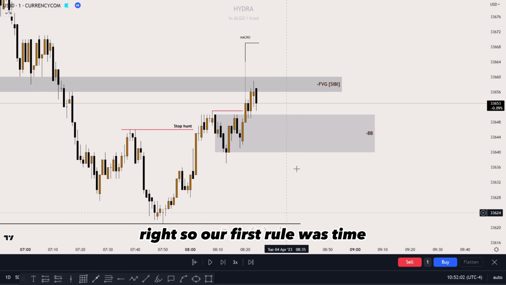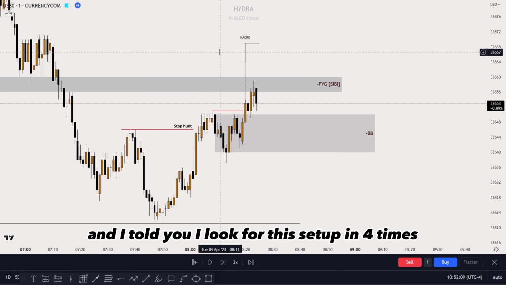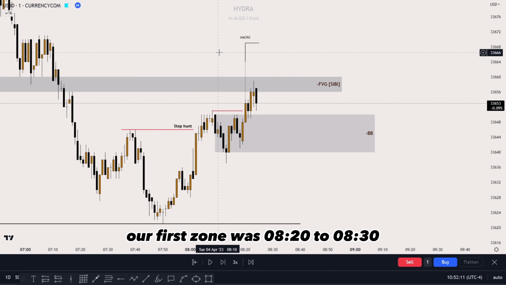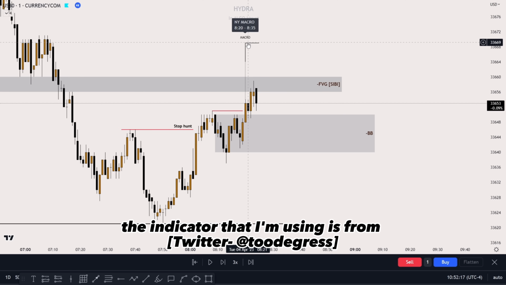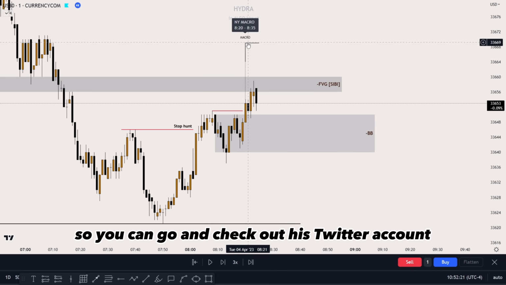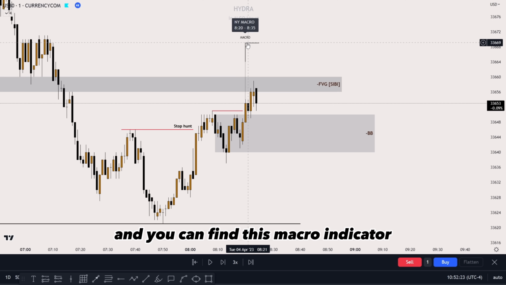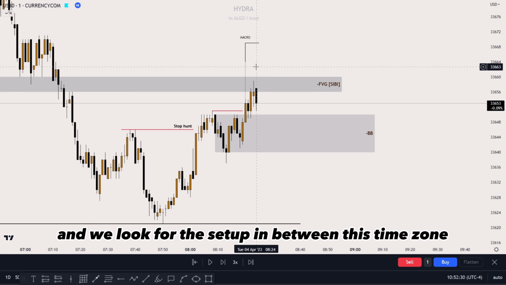So our first rule was time will have to match with our setup, and I told you I look for this setup in 4 times. Our first zone was 8:20 to 8:30, and now look at the time here. The indicator that I'm using is from 2 degrees, so you can go and check out his Twitter account and you can find this macro indicator. So our time is 8:20 to 8:35, right? And we look for the setup in between this time zone, right?